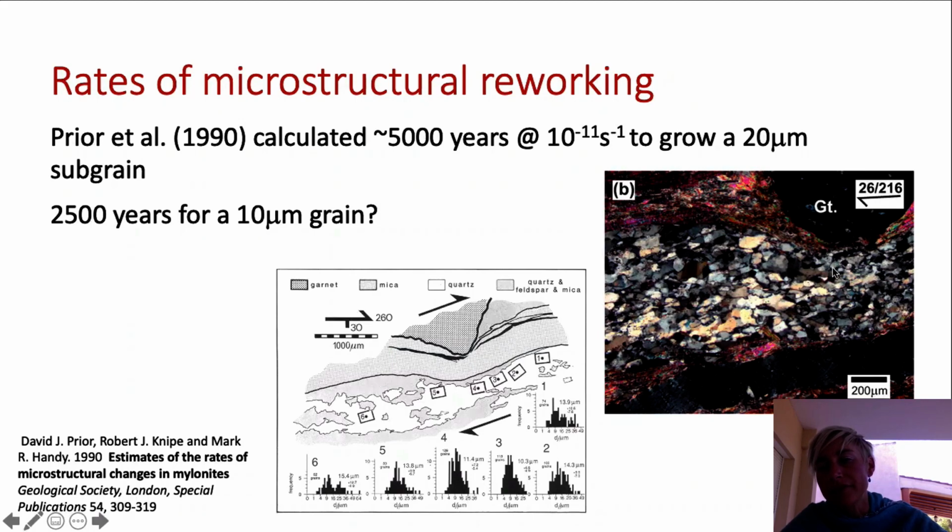during progressive recrystallization. And his estimate was that at a strain rate of 10 to the minus 11 per second, which seems reasonable for the Alpine fault zone and many other crustal shear zones, it would take 5,000 years for a 20 micron subgrain to form, or in other words, 2,500 years for a 10 micron grain. Remember, that's the smallest grain size that we have within these rocks. We need 2,500 years to develop those grains at standard recrystallization rates.